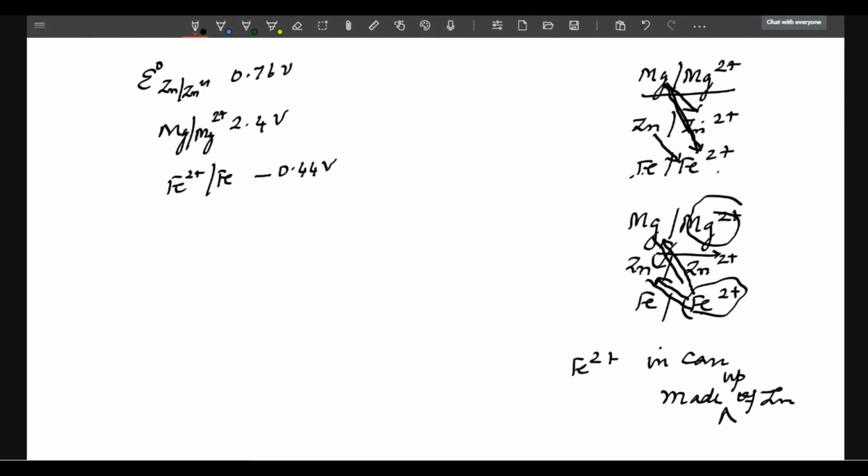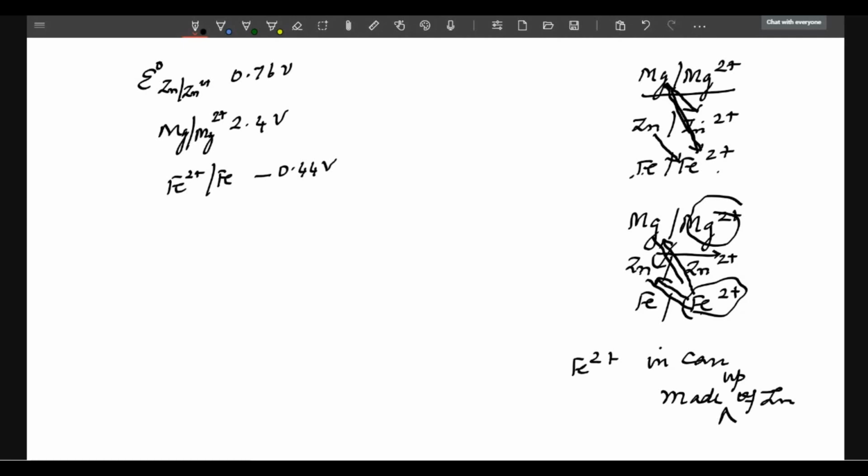Can you arrange them in increasing oxidizing character? Oxidizing character of the ions, not the metal. Iron 2 plus is having maximum oxidizing character. It oxidizes zinc as well as magnesium. Zinc 2 plus ion is having the next oxidizing character. It oxidizes magnesium to magnesium 2 plus. Now I think you understand this.